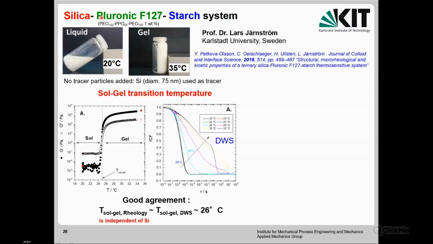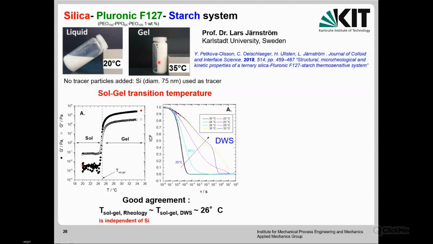And for these systems here, we compare the solid-gel transition determined using classical rheology, shown here, with DWS. And we found in both cases the same transition temperature. But I have to say, with DWS, it's much faster and much easier to do these measurements. And in that case, we didn't add tracer particles into the solution. We used the silica particles, which are already in the solution, as the tracer particles, because your solution, as you can see here, is already opaque or turbid.